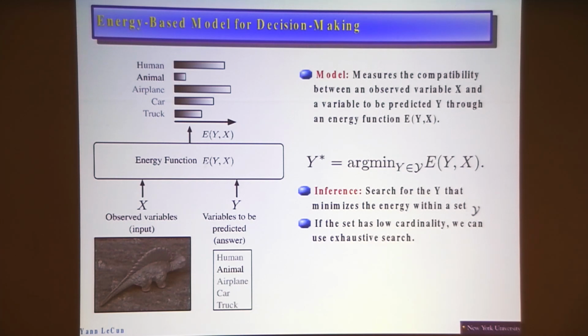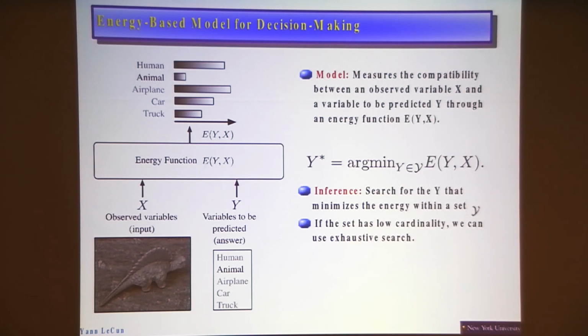So basically what you want is some box, some function here, which we're going to call an energy function. It's very similar to the potential functions that Alan was talking about earlier, except it's got the reverse sign. You want to make it small instead of big. This energy function is going to take X, which are observed variables, and Y, which are variables to be predicted, and it's going to tell you if the two values that you give it are compatible with each other or not. It's going to give you a low value for the energy if they are compatible, and a high value if they are incompatible.